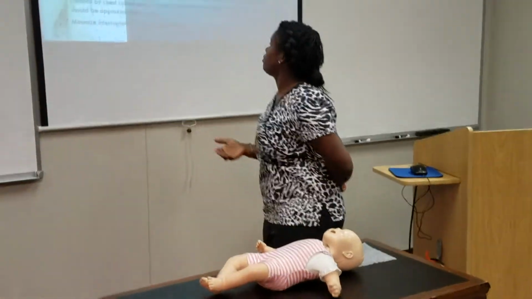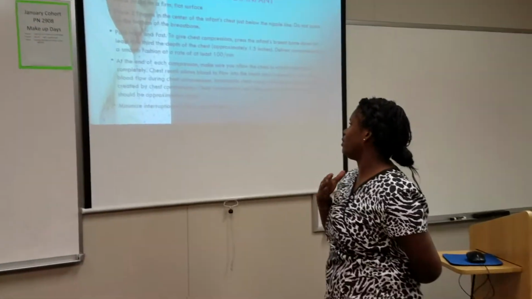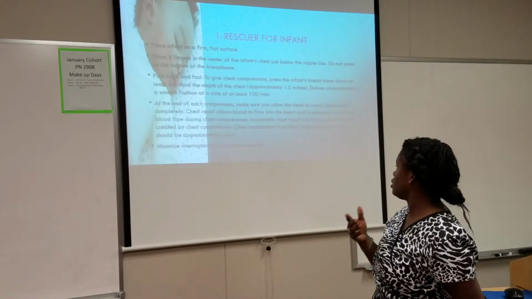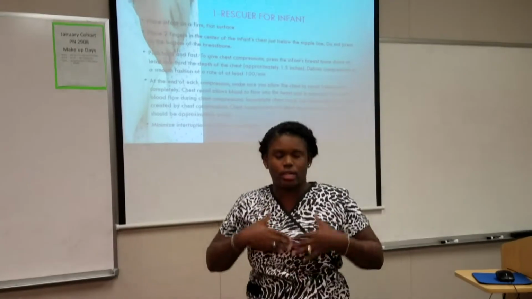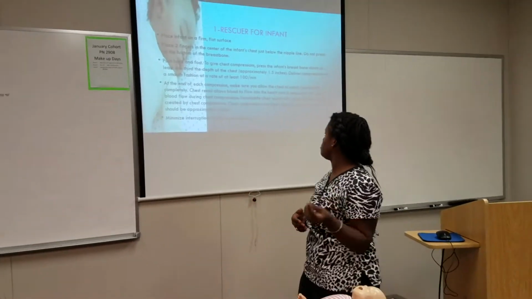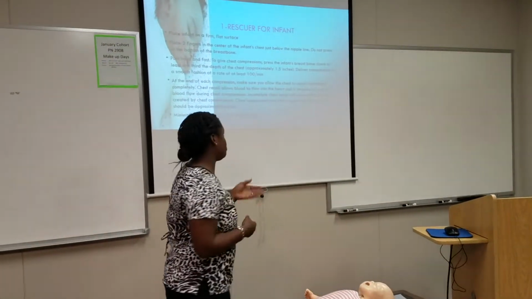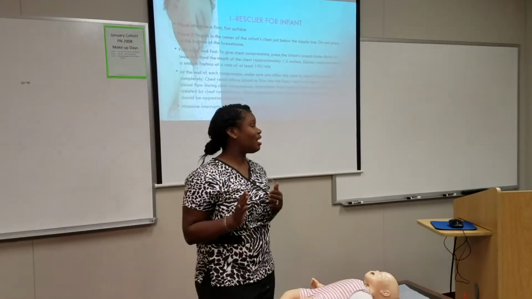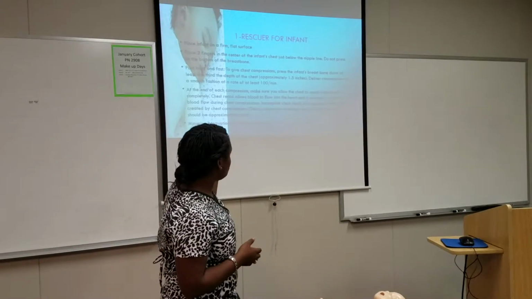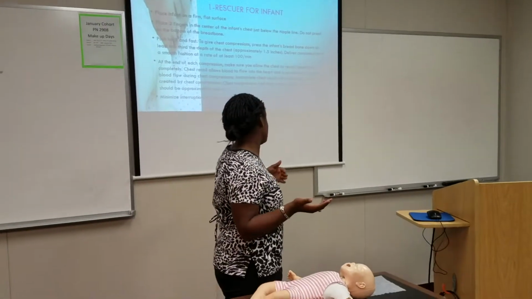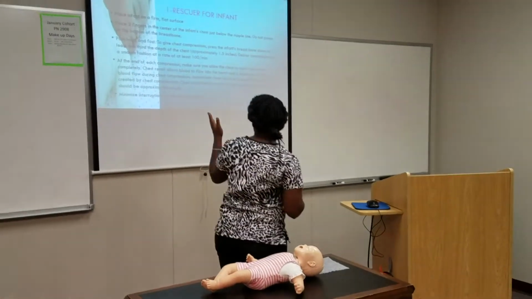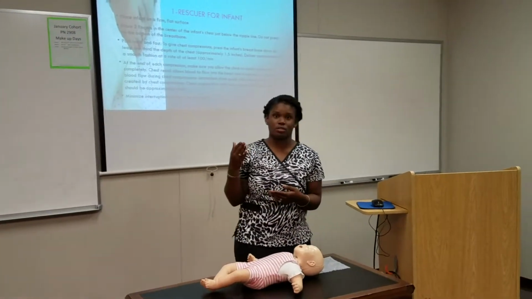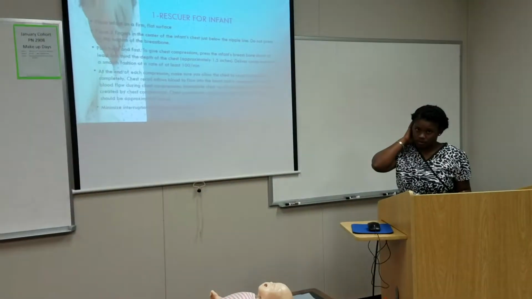Okay? Deliver compressions in a smooth fashion at a rate of at least 100 beats per minute. At the end of each compression, make sure you allow the chest to recoil, meaning you allow it to come back to its normal position and expand completely. Chest recoil allows blood flow into the heart and is necessary to create blood flow during chest compression. Incomplete chest recoil will reduce the blood flow created by the chest compression. Chest compression and chest recoil relaxation time must be approximately equal. Minimize interruption in the chest compression.